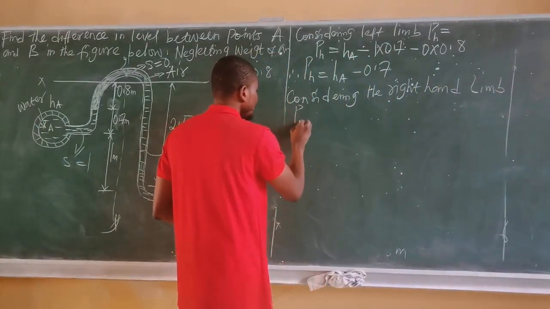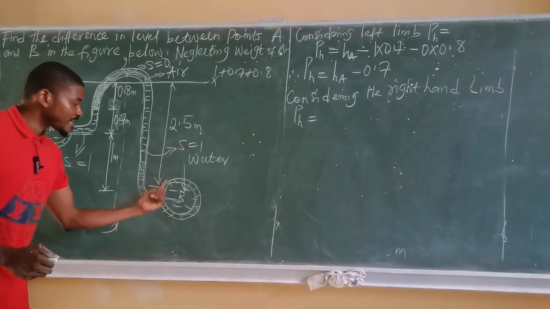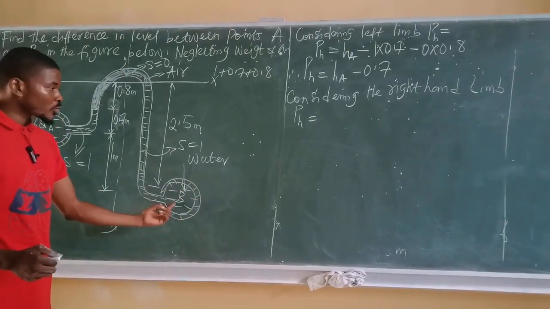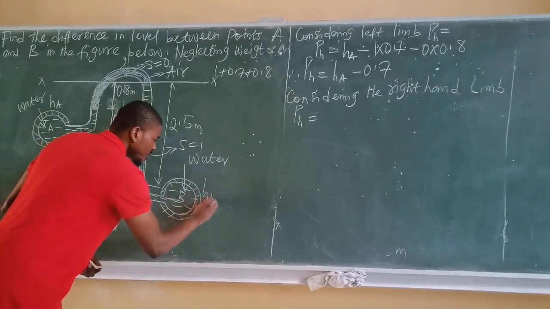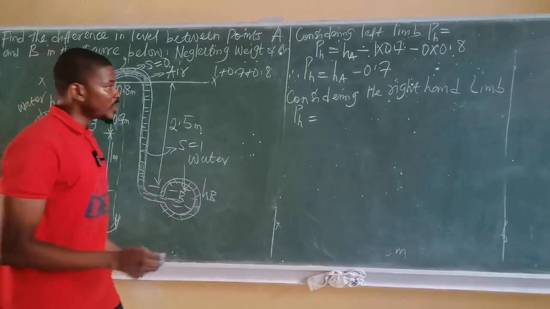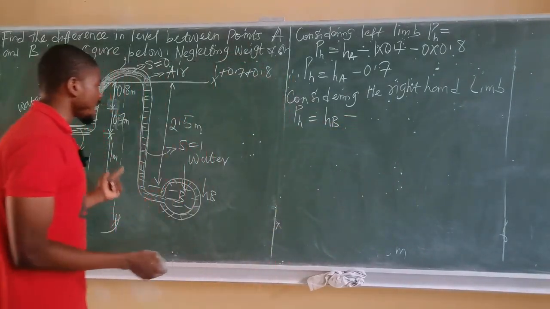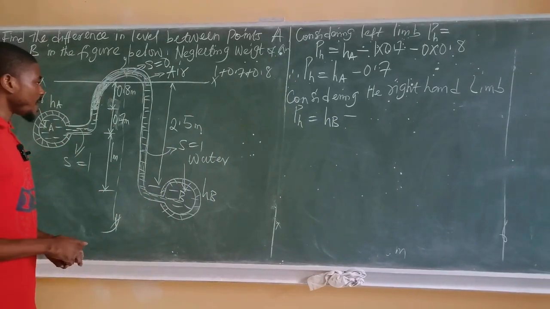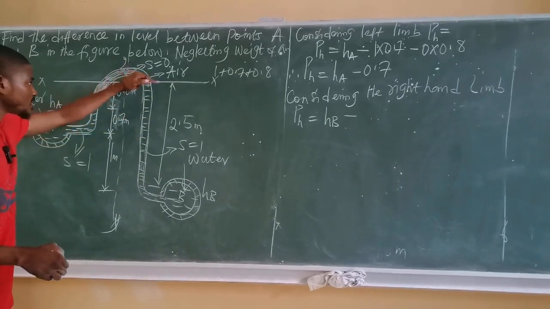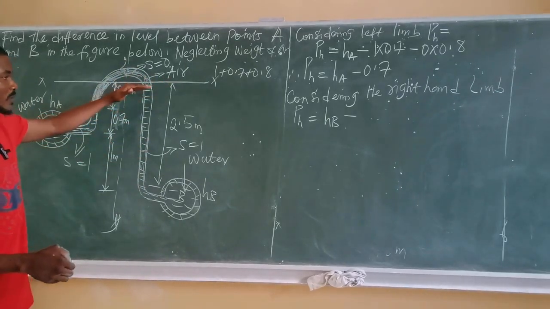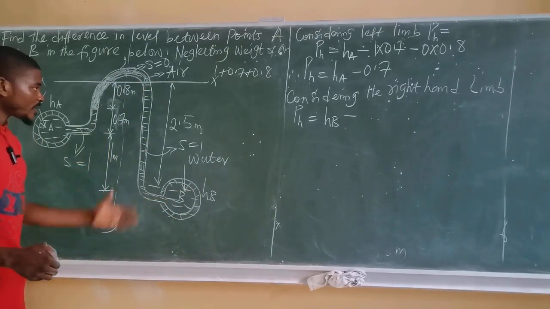Considering the right hand limb, the total pressure head is now equal to, remember there is a pipe here, pipe B. So you consider the pressure head of this pipe. The pressure head of this pipe is labeled HB. You put it down, HB, minus, because it's also an inverted differential manometer, minus the pressure head of the water on this pipe. On this pipe, we only have water above the datum line, so it becomes the pressure head of the pipe minus the pressure head of water.